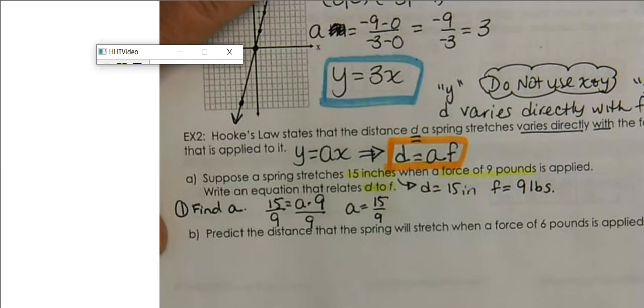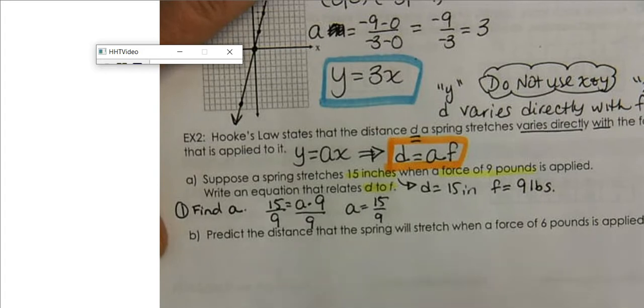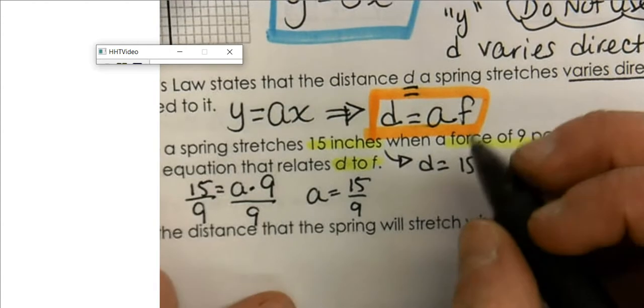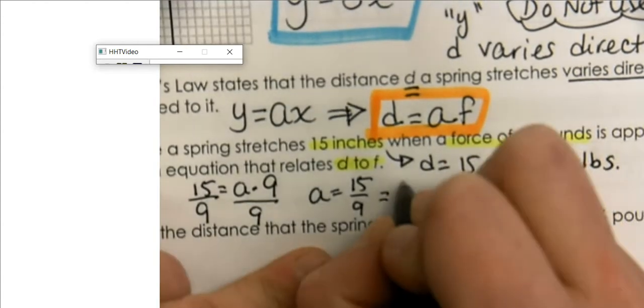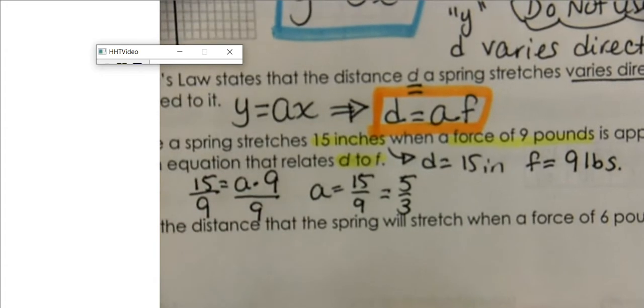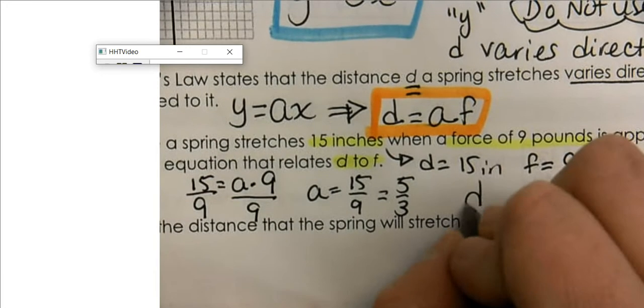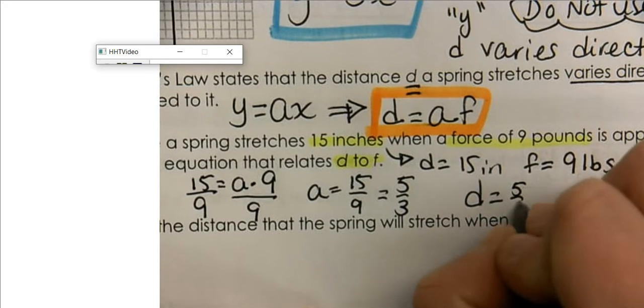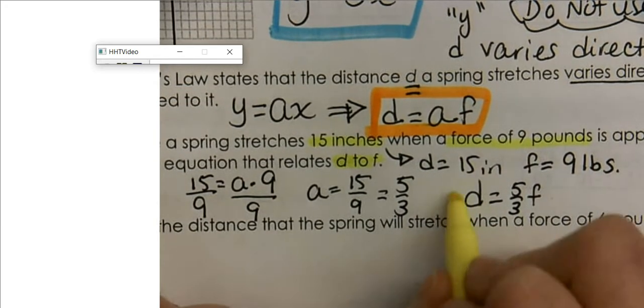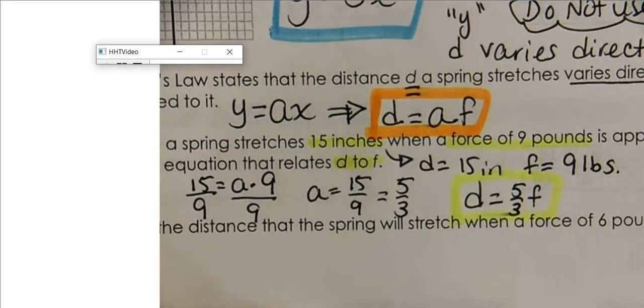But 15 over 9 can be simplified. If I divide both the numerator and the denominator by 3, I'm going to end up with a equal to 5/3. So my equation is going to be D is equal to 5/3 F. And that is my direct variation equation that relates D and F.